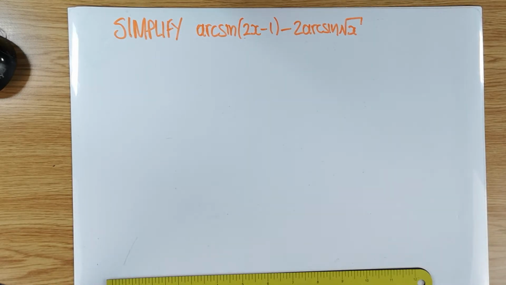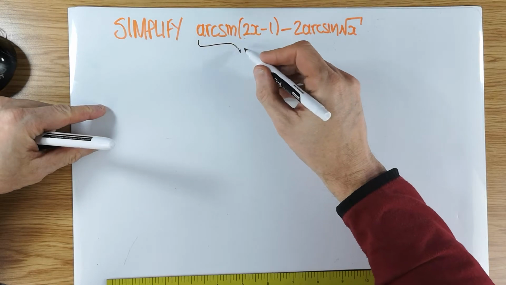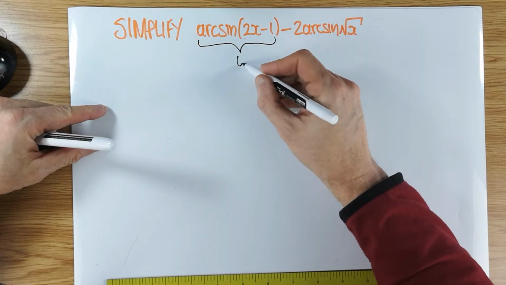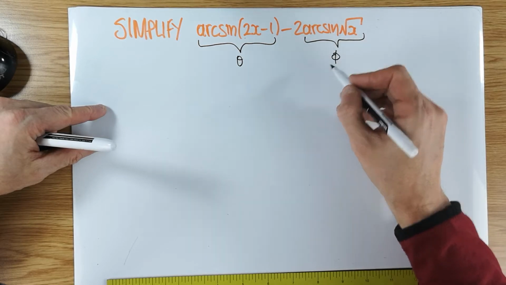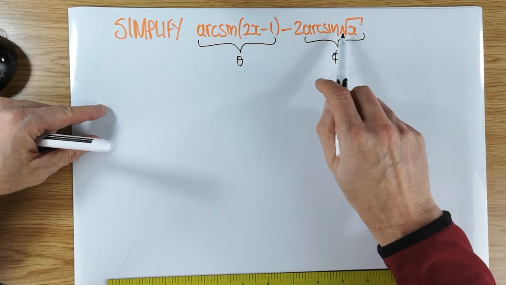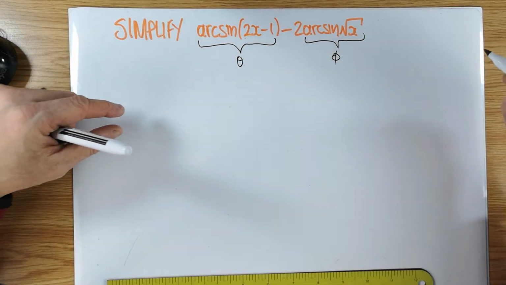When we're having inverse trigonometric functions, the best thing is to think of them as angles. So I'm going to call this bit here theta, and this bit here phi. I prefer not to call phi two lots of the arcsine of the square root of x. It's going to be messier, okay? You can, but it's not a sensible thing to do.